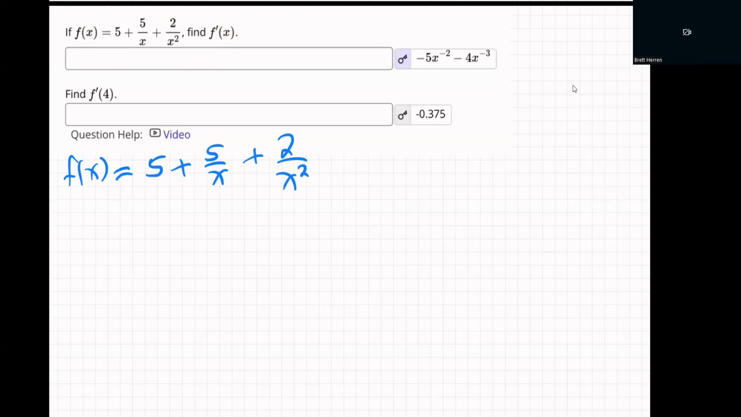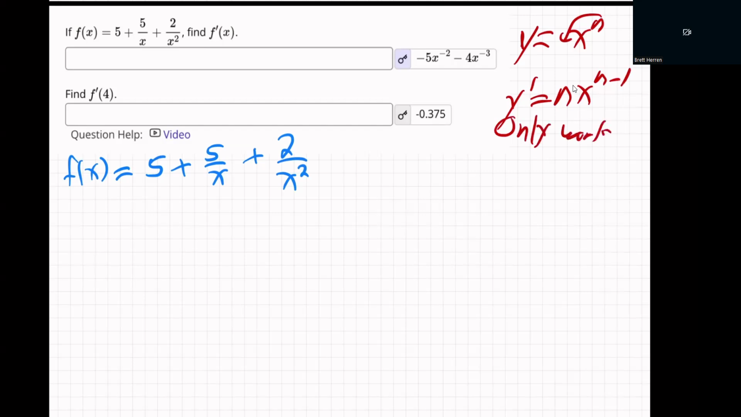Well, the power rule that we have learned: you have x to the n, and for the derivative you bring down the n and lower the power by one. That rule is great. We're going to use it. But it only works when x is in the numerator, the top, not the bottom.